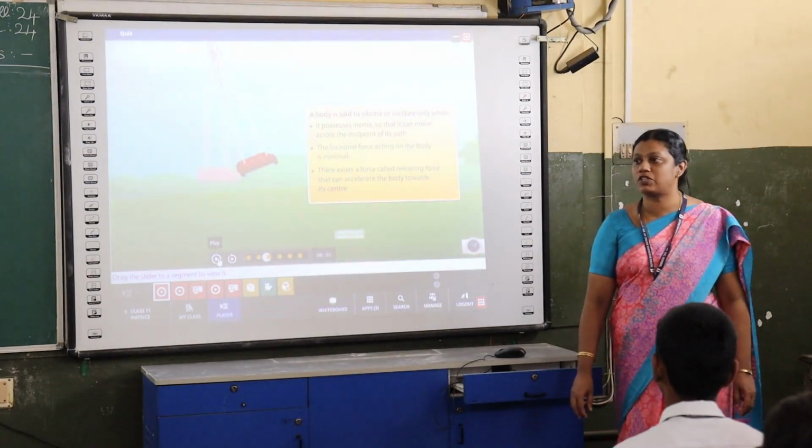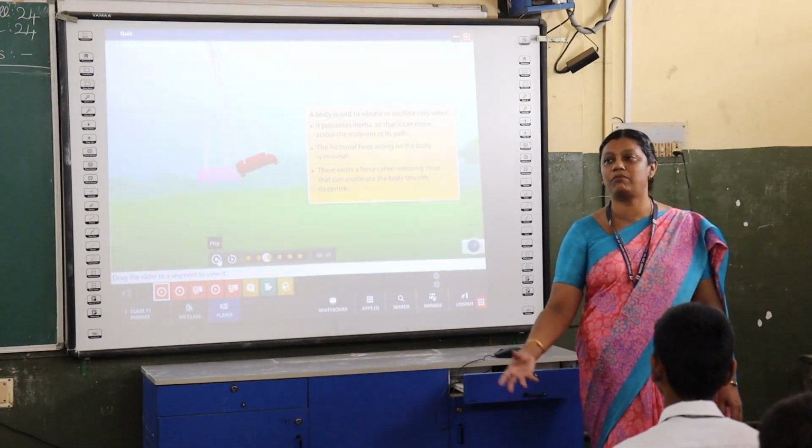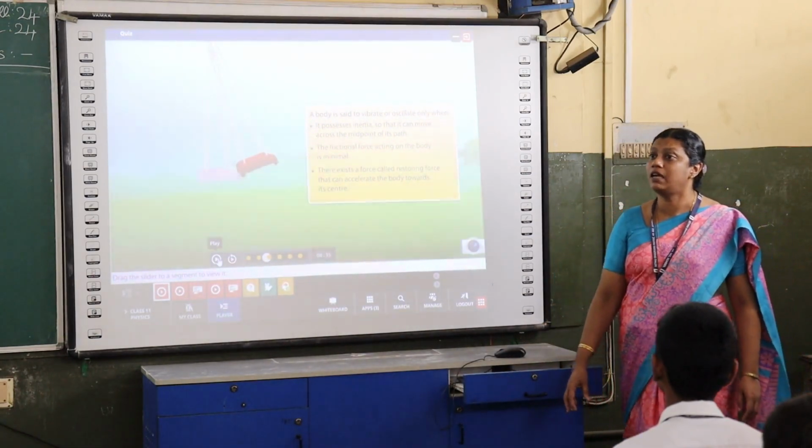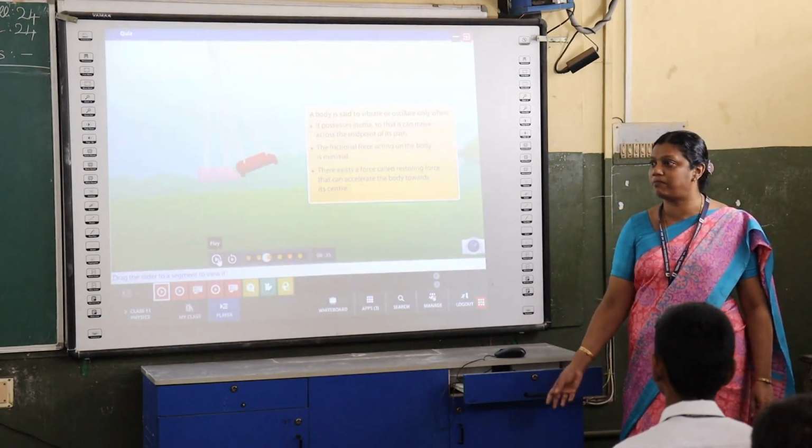At the extreme position, when the body reaches it, and this is an elastic body. For example, consider a simple pendulum. A simple pendulum consists of a bob, a spherical body, which is suspended from a spring.